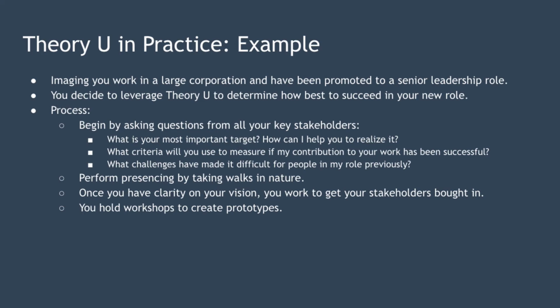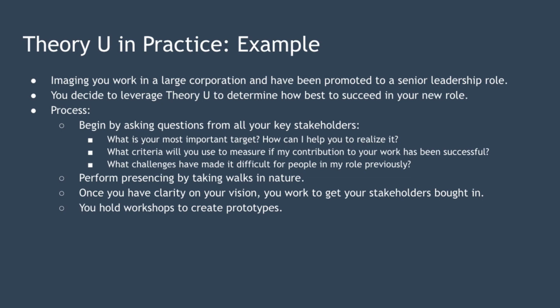And you might begin by listening and by using the suspending judgment and redirecting capacities. Now, to do this, you're going to ask questions from all your key stakeholders and perhaps a large number of your direct and indirect reports too. The kind of questions you might ask will be things like, what is your most important target? How can I help you realize it? What criteria will you use to assess if my contribution to your work has been successful? What challenges have made it difficult for people in my role previously? So when you hear the answers to this, you should have a greater understanding of the issues.